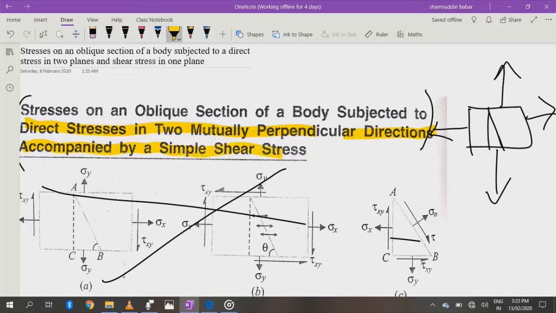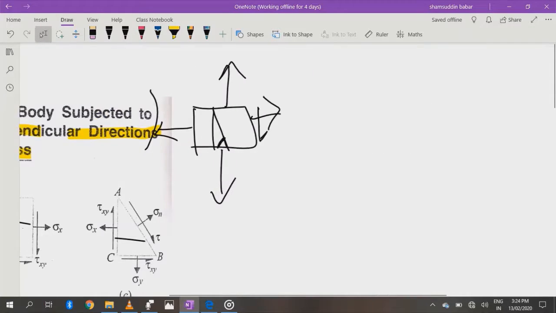Accompanied by simple shear stress. So we are providing the shear stress in clockwise direction. Okay, so we are also assuming that this angle, oblique section, is at an angle of theta with respect to major tensile stress. Okay, now what is meant by major tensile stress?